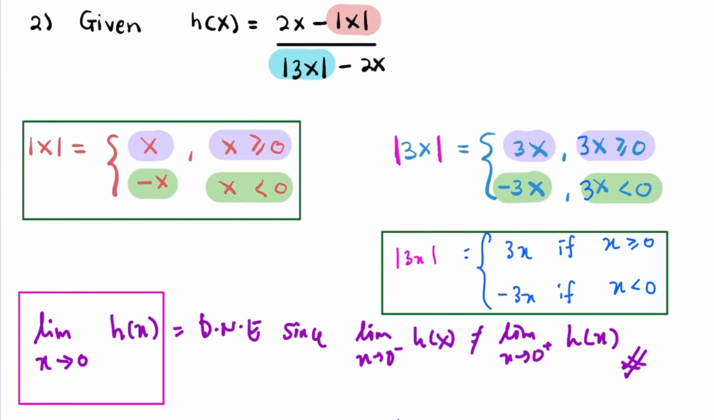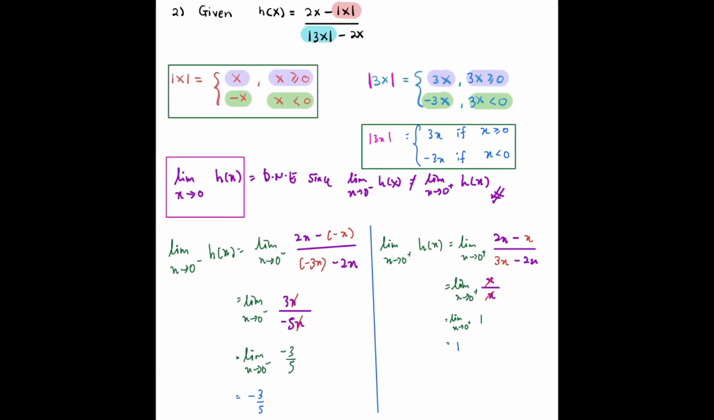This question asks us to find out what is the limit of h(x) as x approaches 0. So let's check 0 from the left and also 0 from the right. Limit of h(x) as x approaching 0 from the left. For this function h(x), we need to choose the absolute value for when x is negative. So we need to open up the modulus, but we need to pick where x is less than 0. For modulus x, we substitute negative x. And for modulus 3x, we substitute negative 3x because this is the value if x is less than 0.